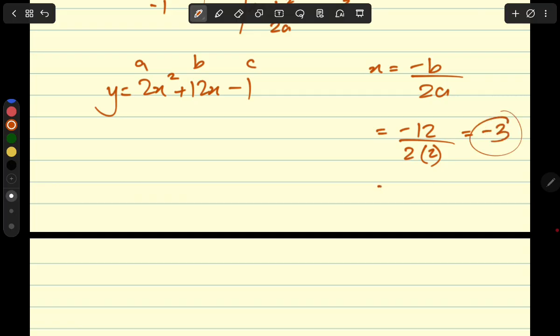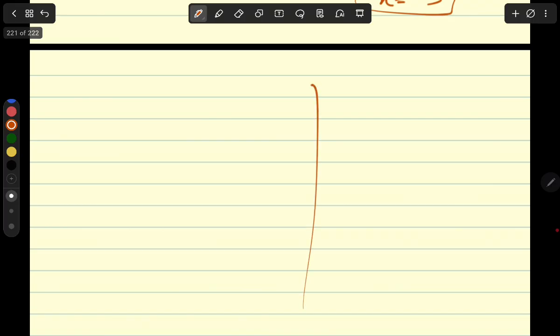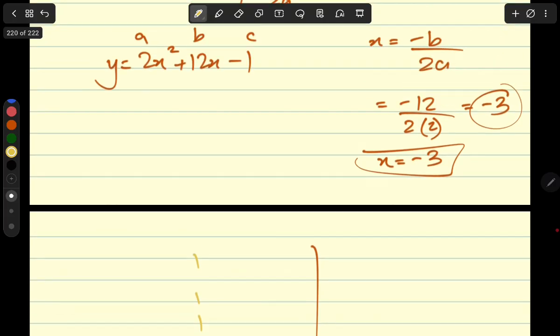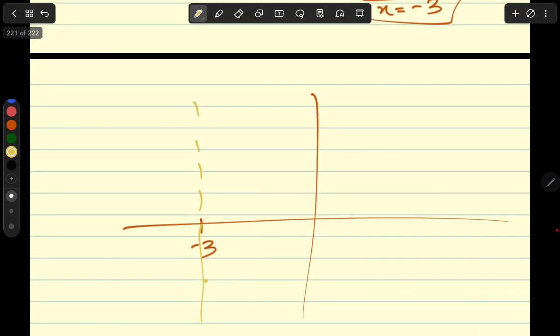So x is equal to minus 3 is the axis of symmetry, which means that at x is equal to minus 3, we can draw a line, and the graph is going to, I don't know what the minimum point is going to be, but let's say that it is going to be here, and this is a minimum type curve.